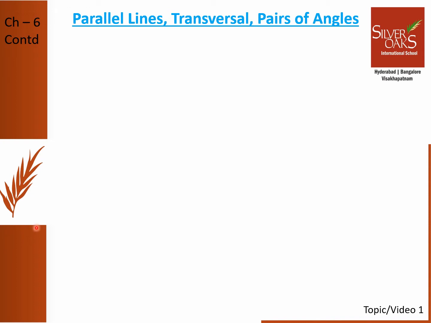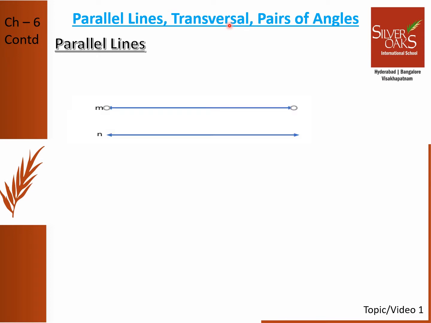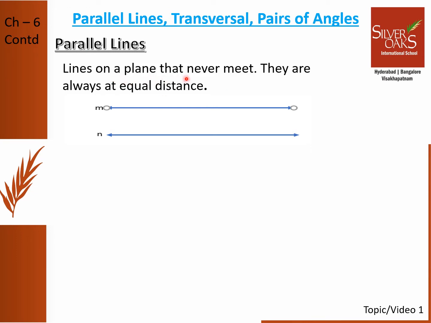I'm sure you all must have completed exercise 6.1 from lines and angles. We will be starting the next unit, parallel lines, transversal and pairs of angles. I'm sure you all must be knowing what are parallel lines, right? Lines on a plane that never meet. They are always at equal distance.